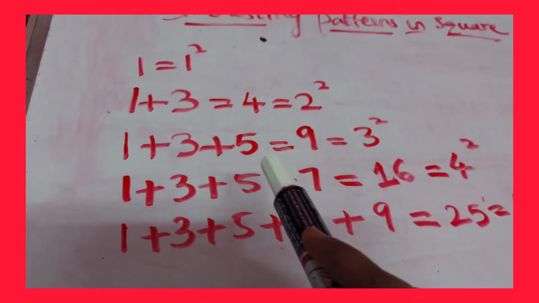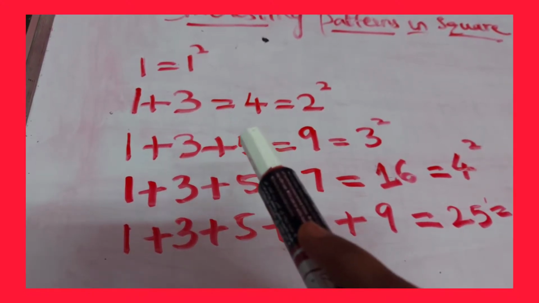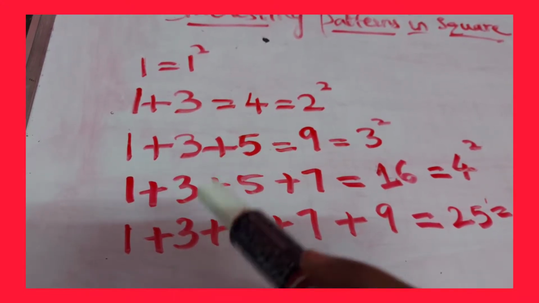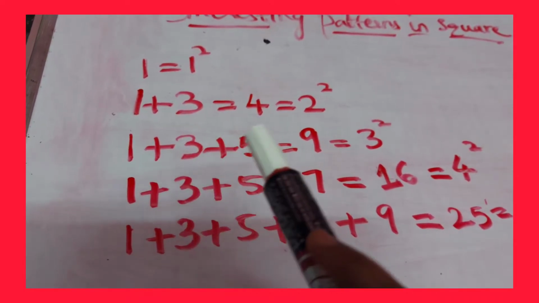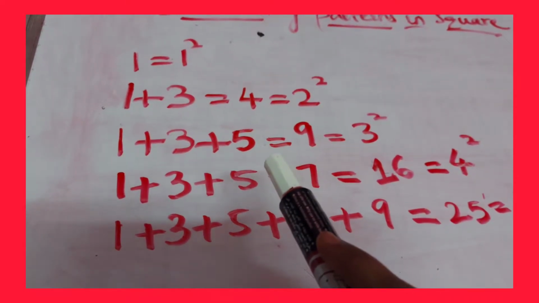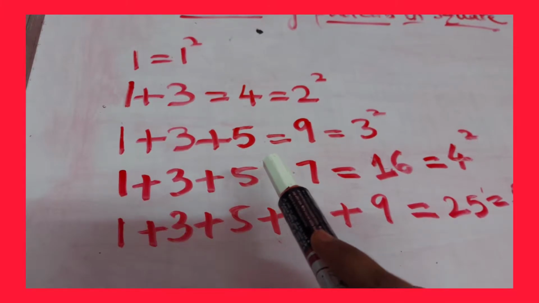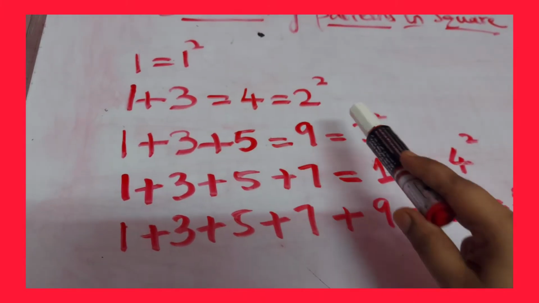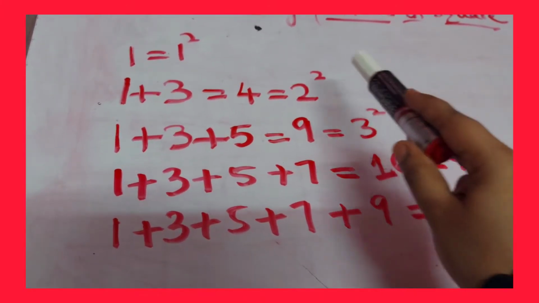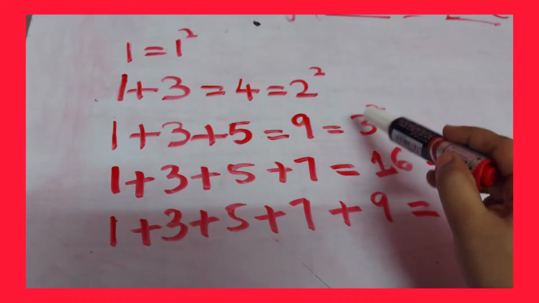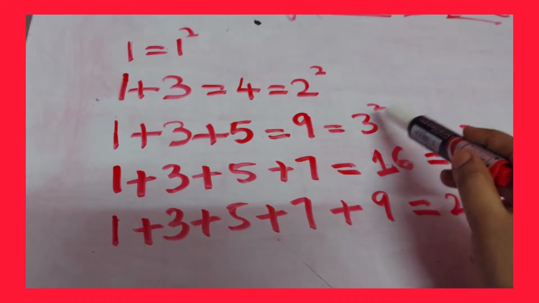Again you have to take one more odd number. 1 plus 3 plus 5. After 3, 4 is there, but 4 comes in the 2 table, so 5 you have to take. 1 plus 3 plus 5 is 3 square. Here 1 square, 2 square, again you have to take 3 square. 3 square means 3 into 3 is 9.